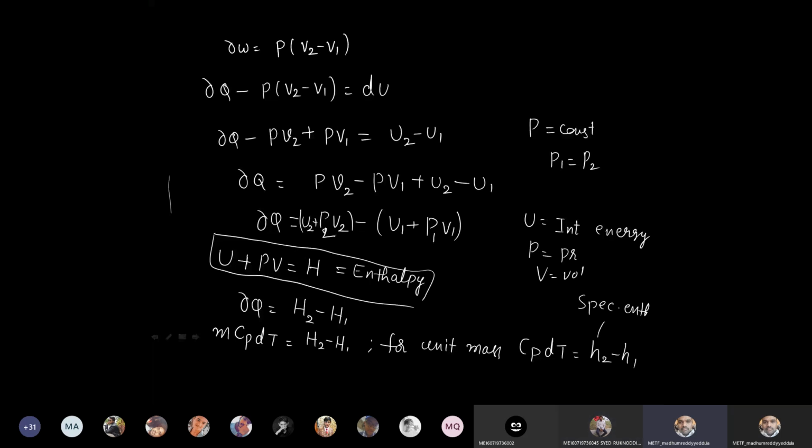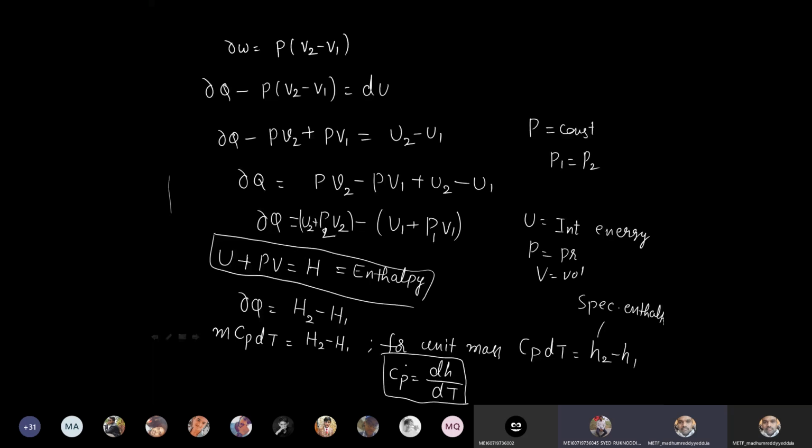So here I can define Cp equals dh by dT. What is Cp? Cp is called specific heat at constant pressure. It can be defined as the amount of heat required to raise the temperature of unit mass by 1 degree centigrade. The other way of defining it is the rate of change of specific enthalpy with respect to temperature at constant pressure. Is it clear?